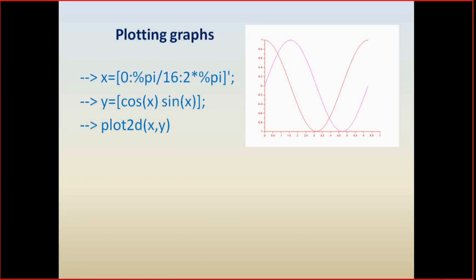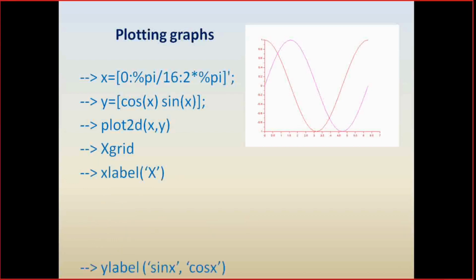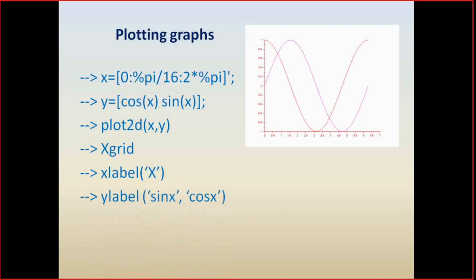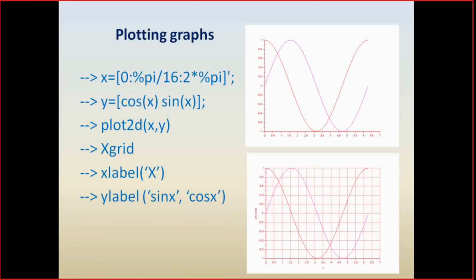Here this particular plot can be given labels, and grids can also be added: xgrid, xlabel x, ylabel sin x cos x. So now you get the plot like this.